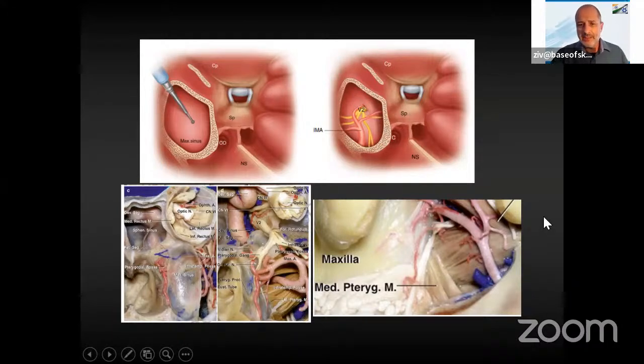And you can see here from the Rhoton chapter in our book, the anatomy of the internal maxillary artery and the area posterior to the maxillary sinus. You can see here the maxillary sinus on the left side. When you remove the bone of the maxillary sinus, all the neurovascular apparatus is exposed and can be accessed with surgical tools. And what determines the surgical approach here and the surgical extension of the approach is the space created by the tumor.